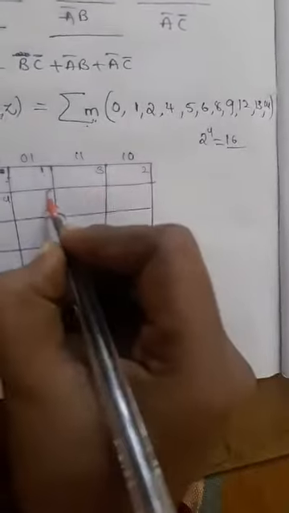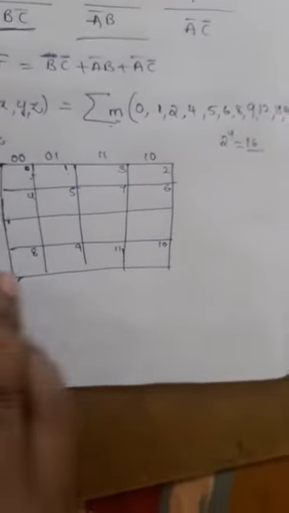Now indicating the cell numbers. 0, 1, 2, 3, 4, 5, 6, 7. After 7, 8 comes here, because after 0 1 we get 1 0. So this is 8, 9, 10, 11, next 12, 13, 14 and 15. So the cell numbering is completed.